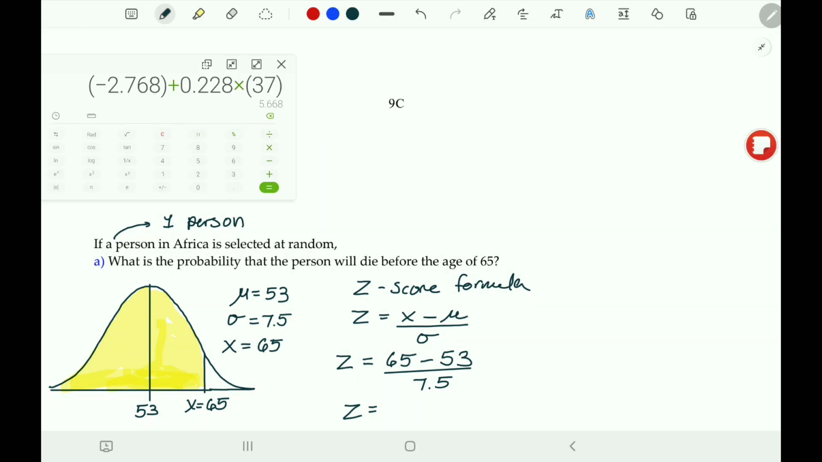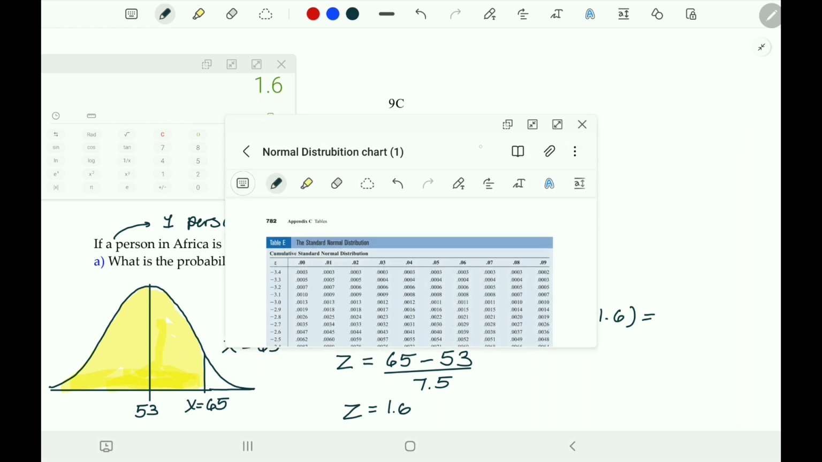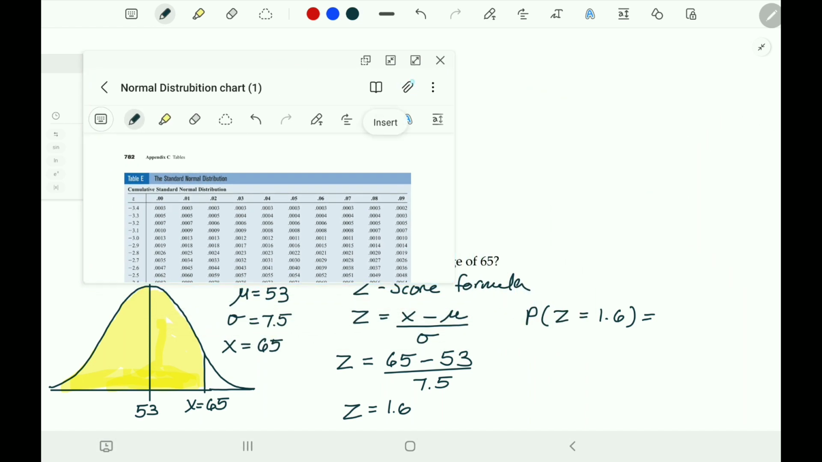Let's open up our calculator. So that's going to be 65 minus 53 on top. That gives you 12. Divide that by 7.5. That gives us 1.6. Now we're going to go on our table and find the probability that z equals 1.6. Let's go into the standard normal distribution table. Make this a little bit bigger so we can reference.